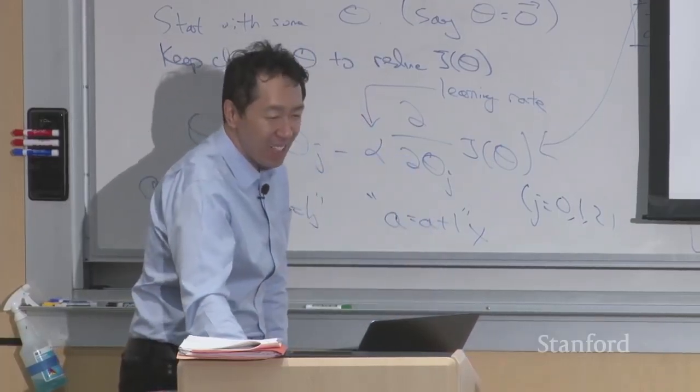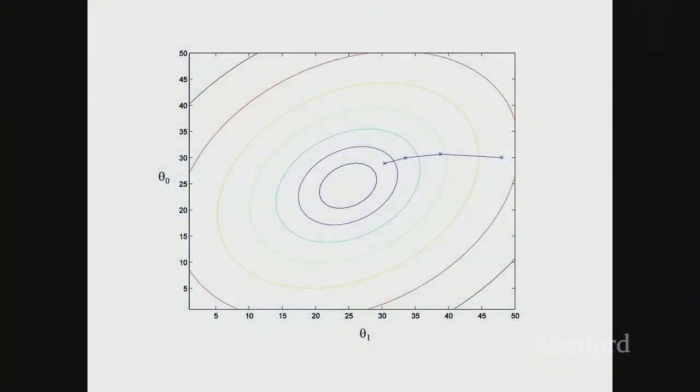And so as you take steps downhill, because there's only one global minimum, this algorithm will eventually converge to the global minimum, okay? And so, the question just now about the choice of the learning rate alpha: if you set alpha to be too large, then it can overshoot, right?